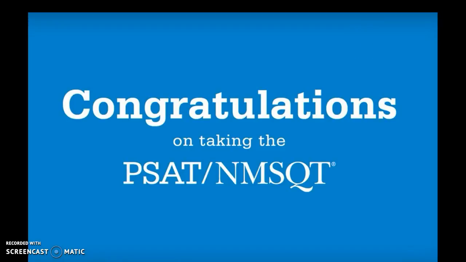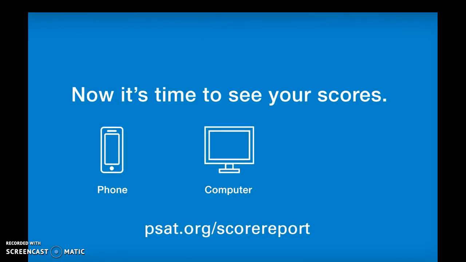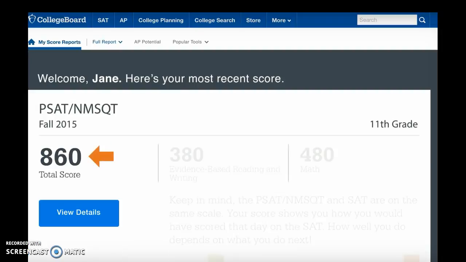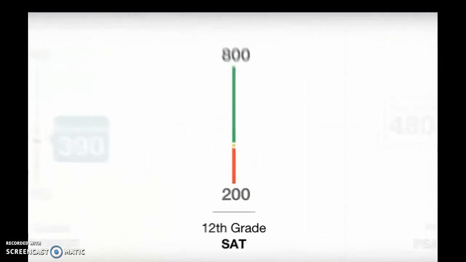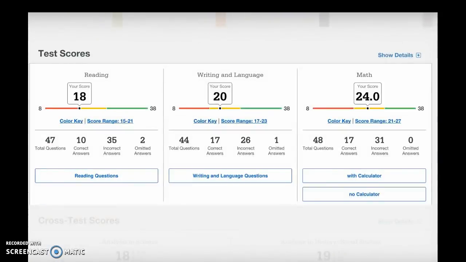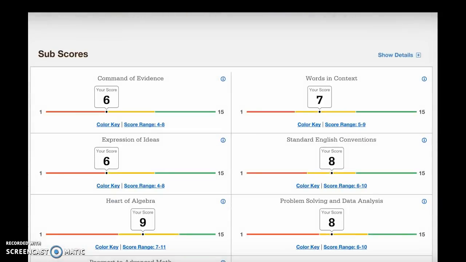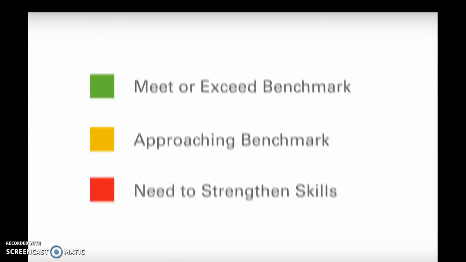Congratulations on taking the PSAT and MSQT. Now it's time to see your scores, which you can get on your phone, computer, or on paper copies mailed to your school. The first thing you'll see is your total score, which is a combination of your scores on the evidence-based reading and writing and math sections. These scores give you an idea of how you'll do on the SAT and how ready you are for college. Next, your test scores, cross-test scores, and sub-scores give you even more details about how you did in specific areas. Scores in green show your strengths. Scores in yellow and red help you understand where you need to improve.